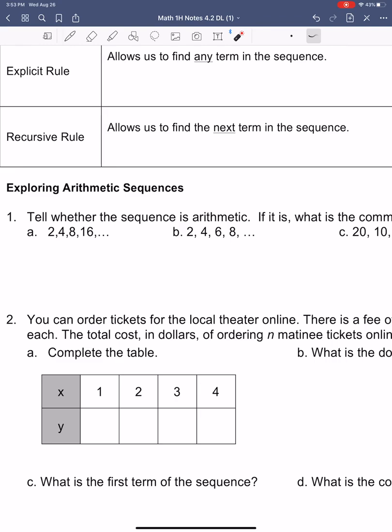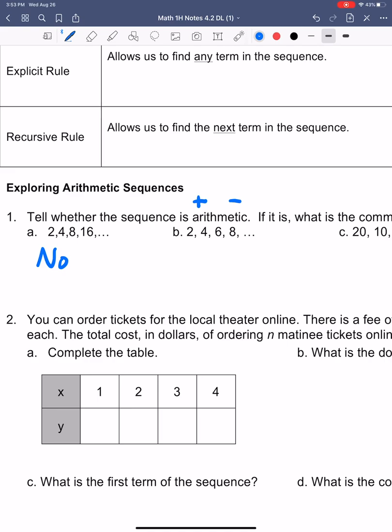It says, tell whether the sequence is arithmetic. If it is, what's the common difference? So remember, to be arithmetic, that means that we're either adding or subtracting the same number over and over and over again. So if I look at 2, 4, 8, 16, this is multiplying by 2. So this is not arithmetic. So I'm going to put no there. It is not arithmetic because we're multiplying there.